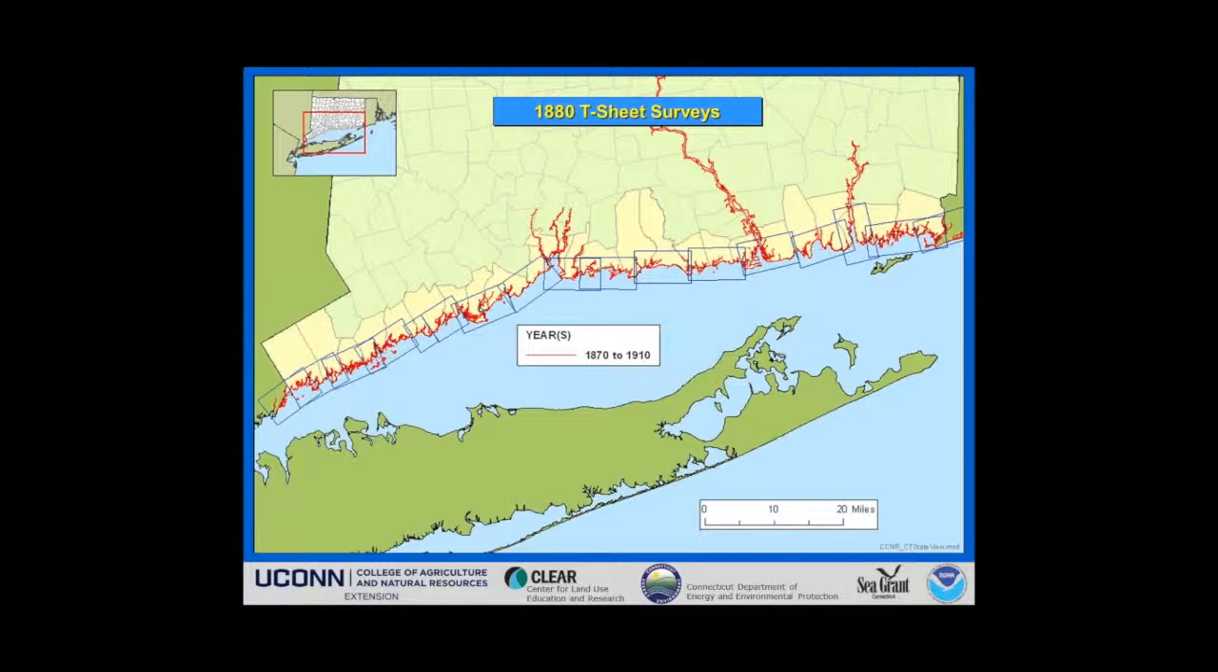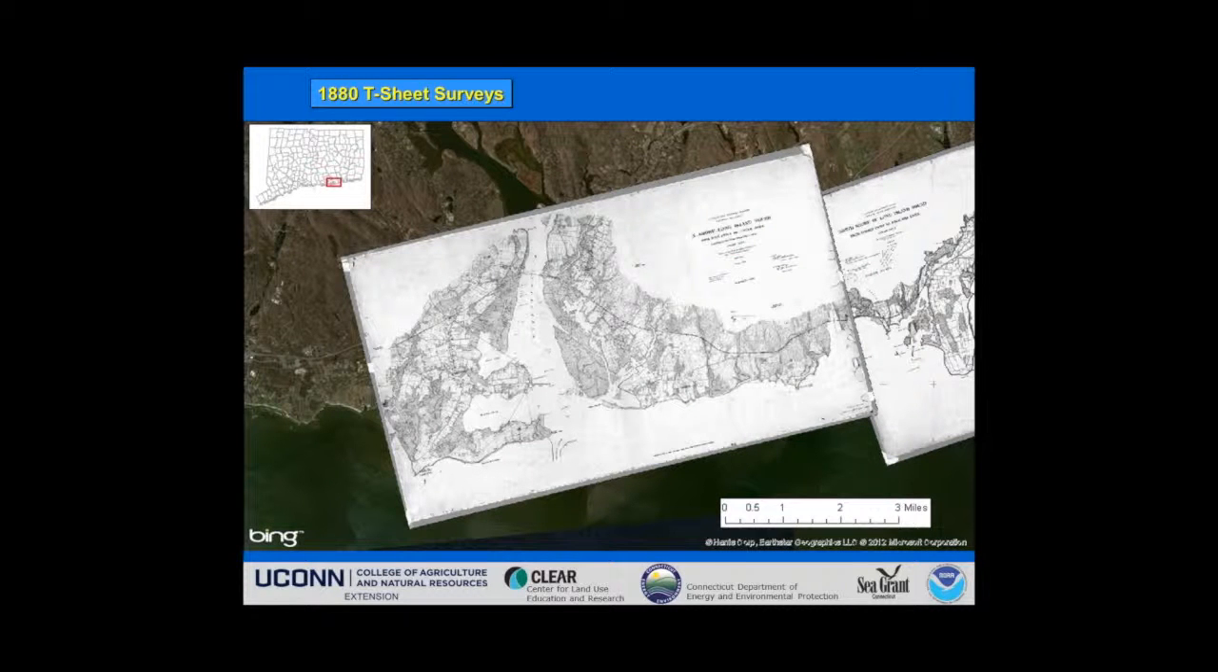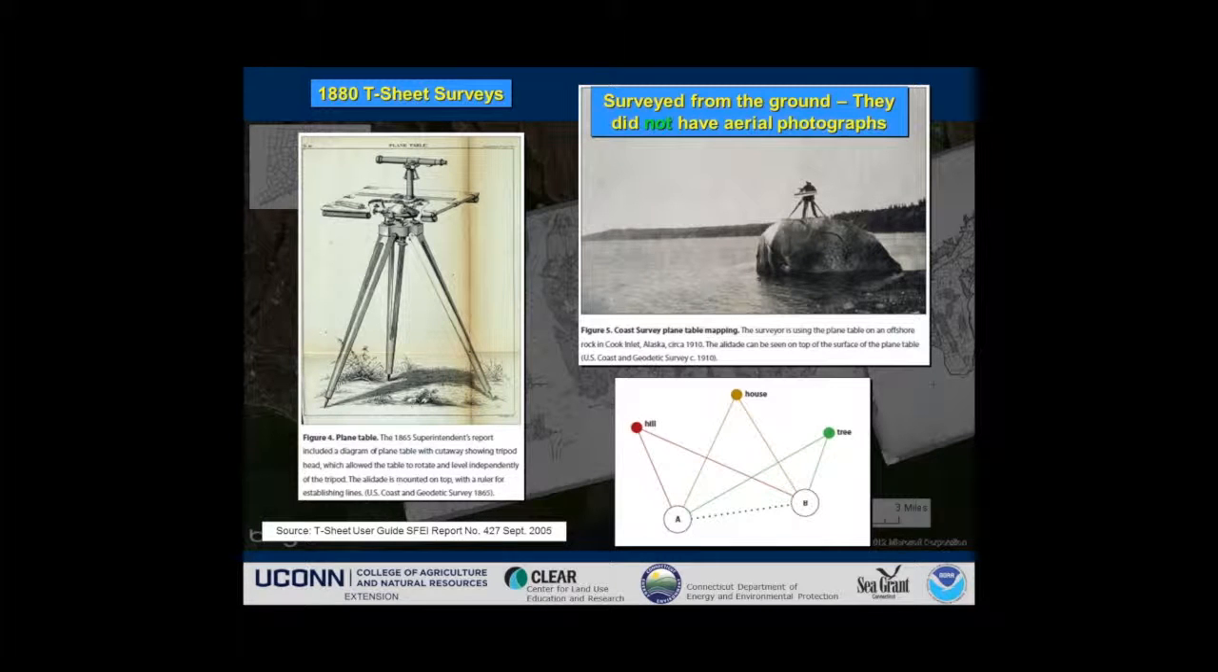Just to give you some background on what these original surveys look like, if you can take one of the T-sheets from that time frame and look at an area up close, they're remarkably well detailed maps. They even provide a lot of upland information, but I'm impressed by what they had done back then. And all of it was done on the ground. They didn't have aerial photographs back then, nothing at this scale.